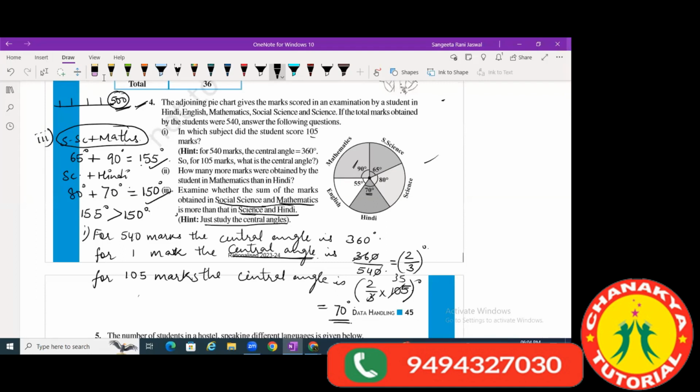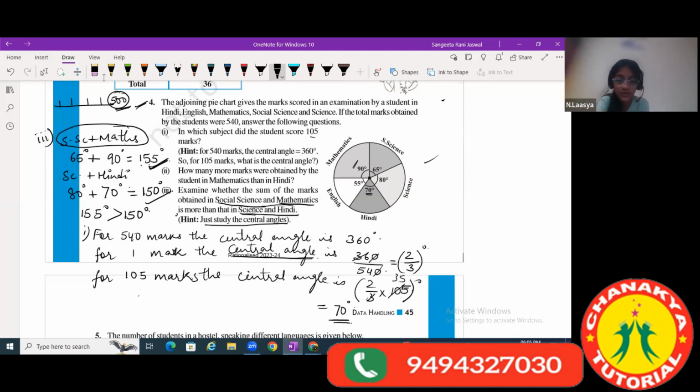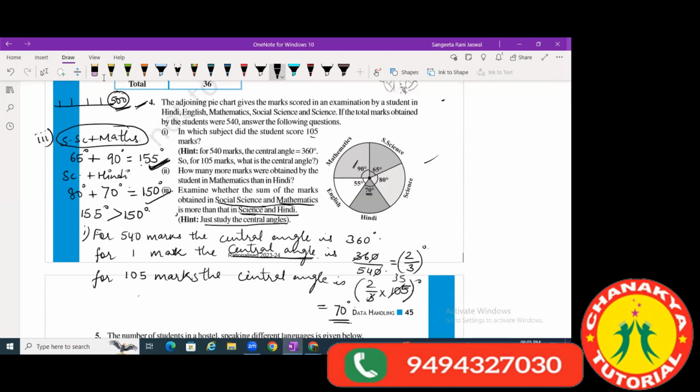Ma'am, I have a doubt. Yes. Ma'am, they said that we should find the sum of marks, right, ma'am? Not the angles, right? The sum of the marks. So with this, we can find out the marks also. If we are getting a larger central angle, that means the marks obtained in these two subjects together is greater. Okay, you understand that, no? You have a larger central angle. That means the marks obtained in these two subjects together is greater than the other two subjects. Okay, beta? Understood, ma'am.